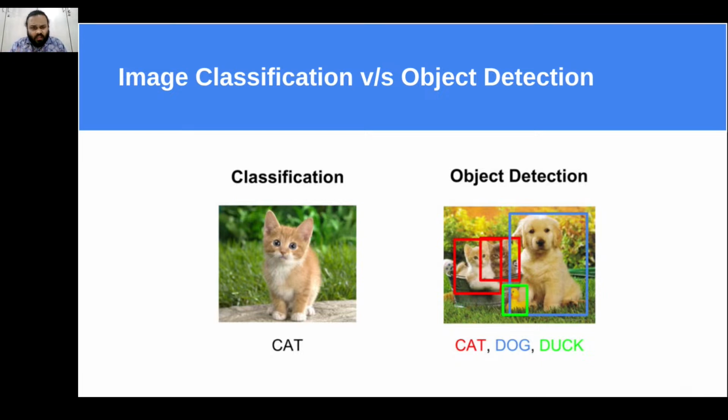So here in this example, what we're seeing is that there's one image in which there's only a cat, and we can use classification for that. But there's another image in which there's a cat, a dog, and a duck, and if we want to know which objects are there, and we want to train the model to learn that and predict that, then we use object detection for that. So these are the steps, and I will just run you through the entire process.